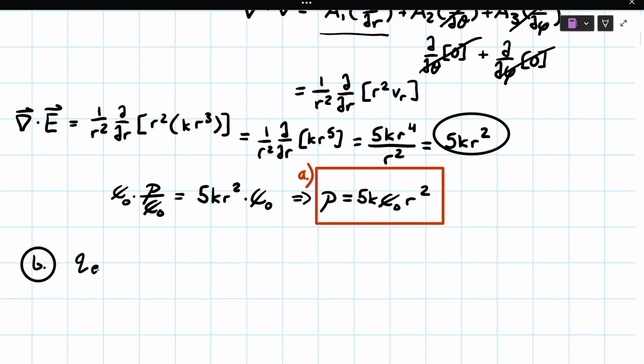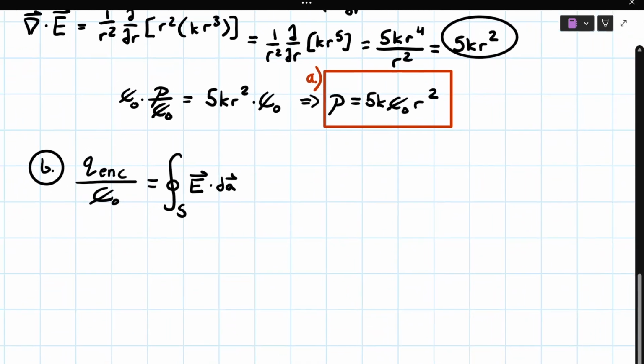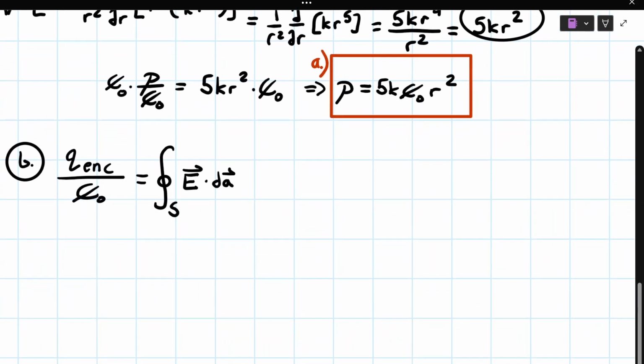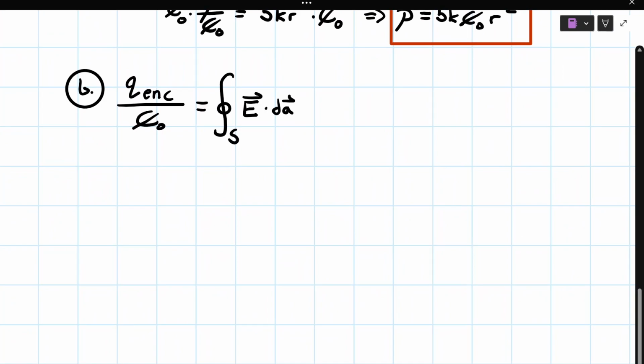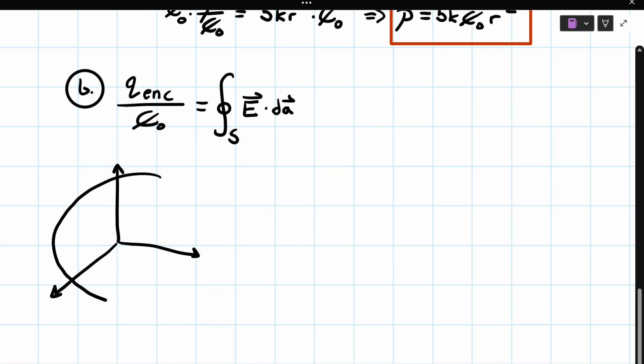Q enclosed over epsilon naught is equal to the closed surface integral E dot dA. So again, very important application of Gauss's law here. We have to recognize what we're doing and what we're referencing. And in this case, it never hurts to draw a picture of exactly what we're working on. That's what I've found. And so we are working on a sphere.